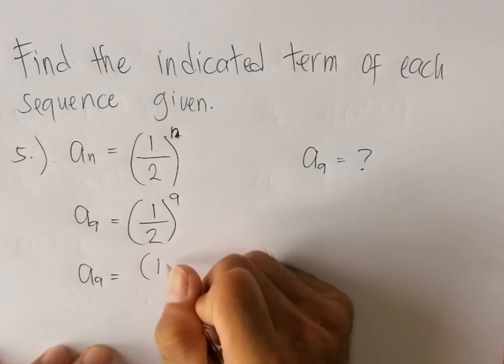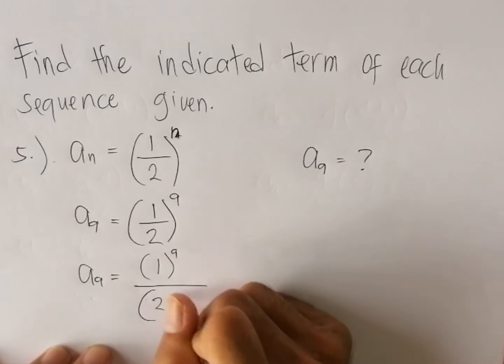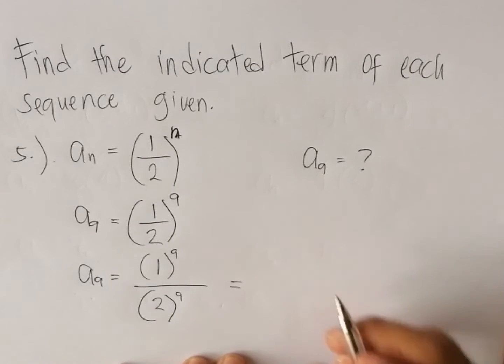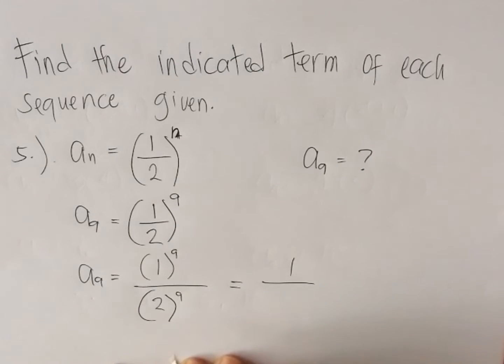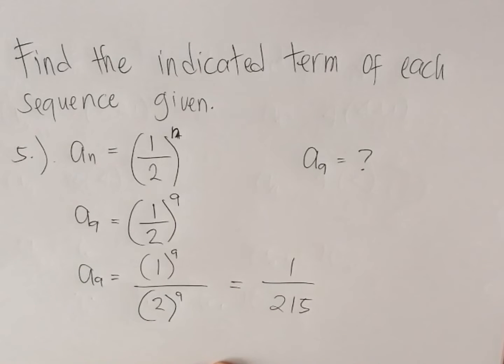1 raised to the power of 9 over 2 raised to the power of 9. And that is equal to 1 over 2 raised to the power of 9, which is equal to 1/512.